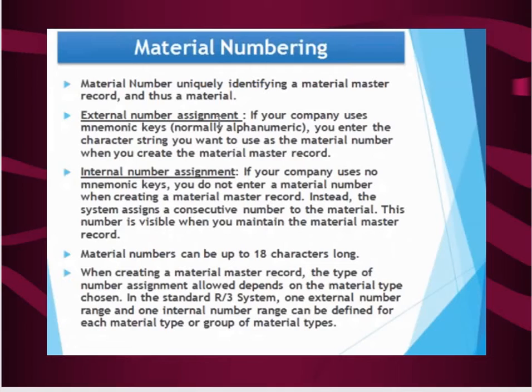And we do have the external number assignment. If a company uses mnemonic keys, normally alphanumeric, you enter the character string you want to use for the material number when you create the material master record. With external assignment, you have to enter the next number yourself in the creation in MM01, where MM01 is the material master creation. That's how you create it. Material numbers can be up to 18 characters long. You cannot have a material number with more than 18 characters; it's fixed. So that's how you define the material number if you choose external number assignment.